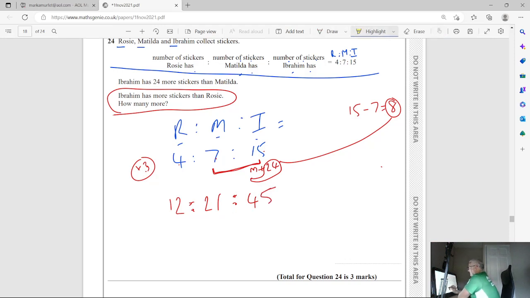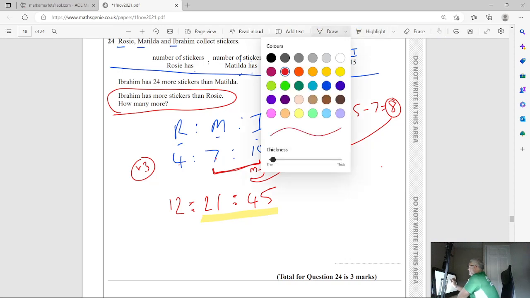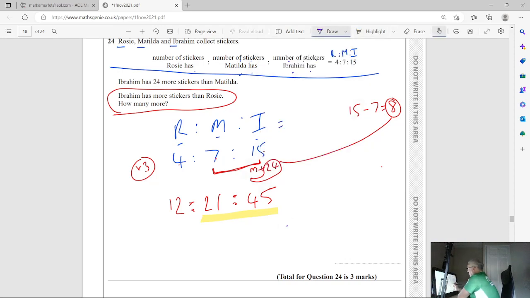Now, if we look between these two values, we can say that 45 take away 21 gives me 24. So Ibrahim does have 24 more stickers than Matilda. The question wants to know how many more stickers does he have than Rosie. So my sum is 45 take away 12, which is going to give me 33 more stickers.